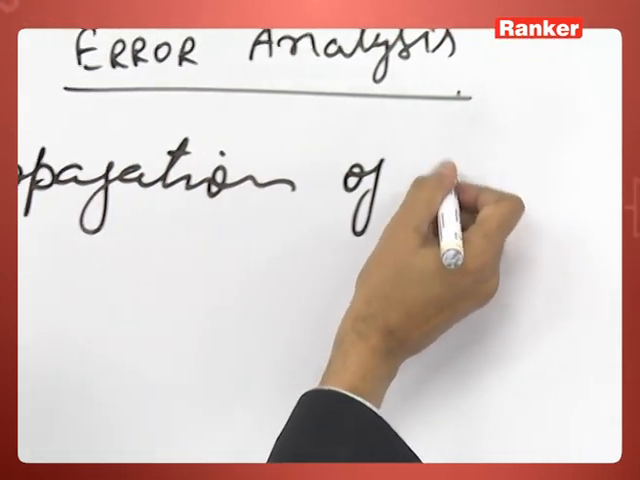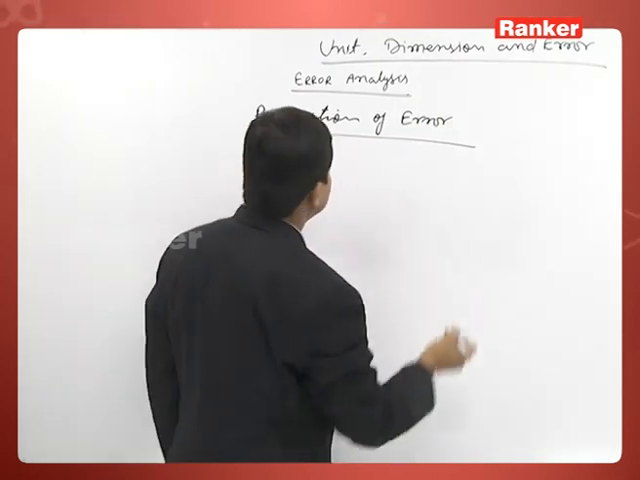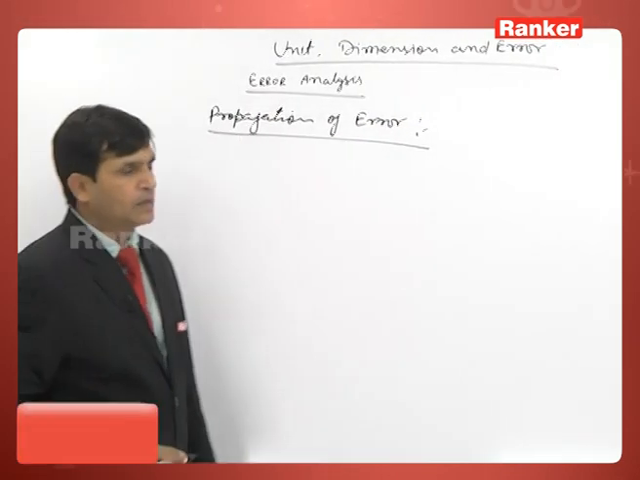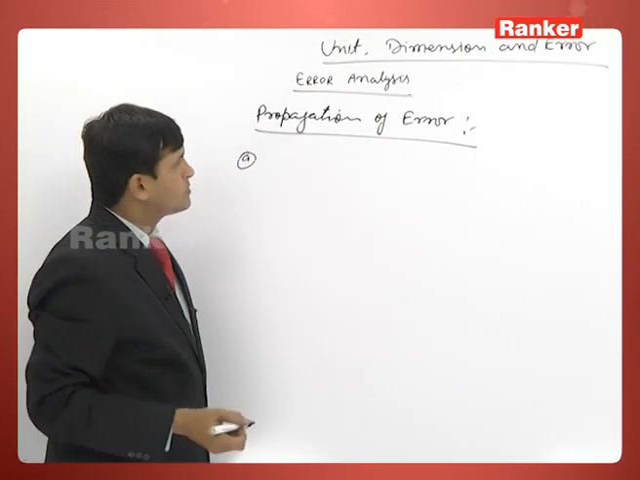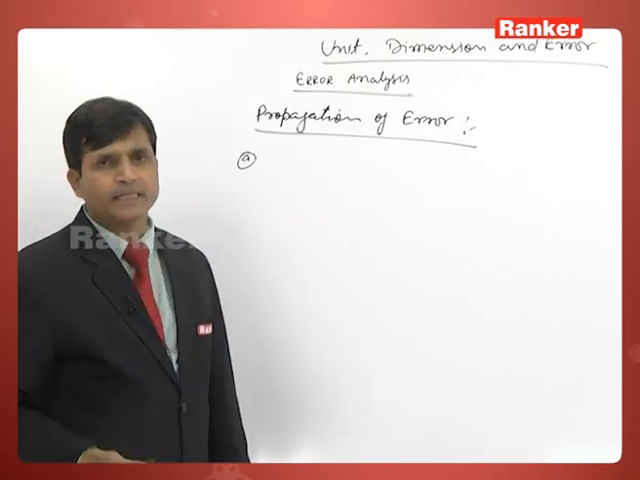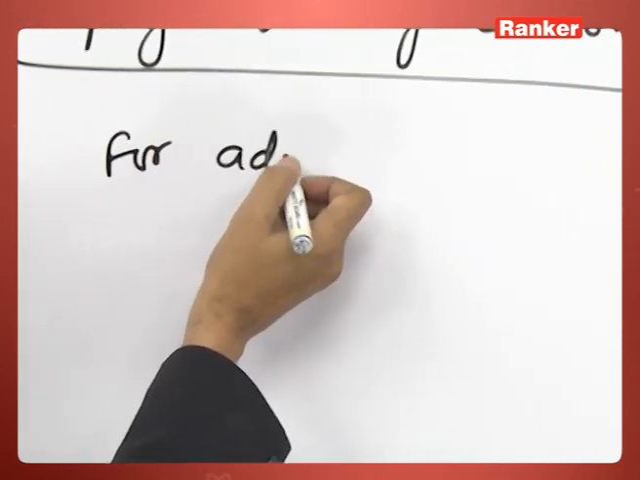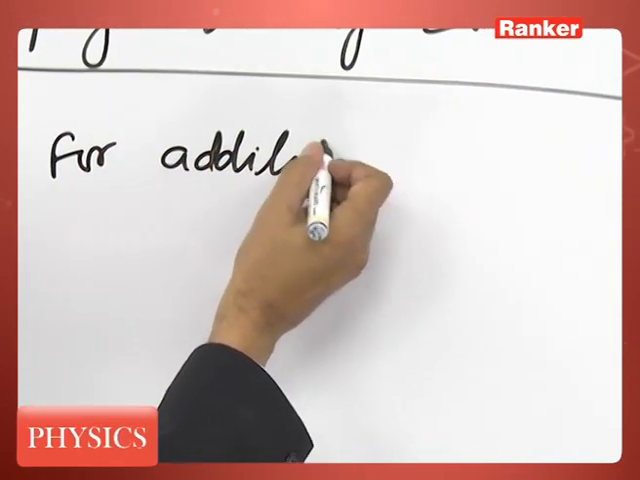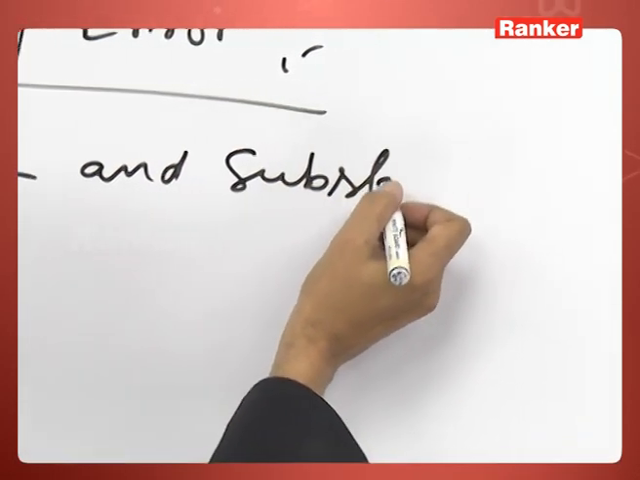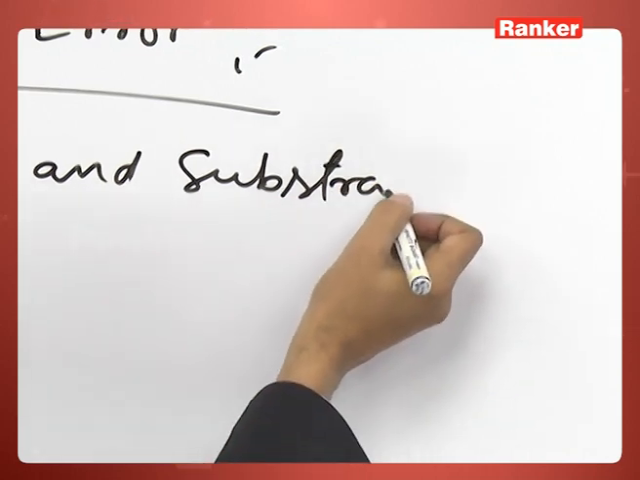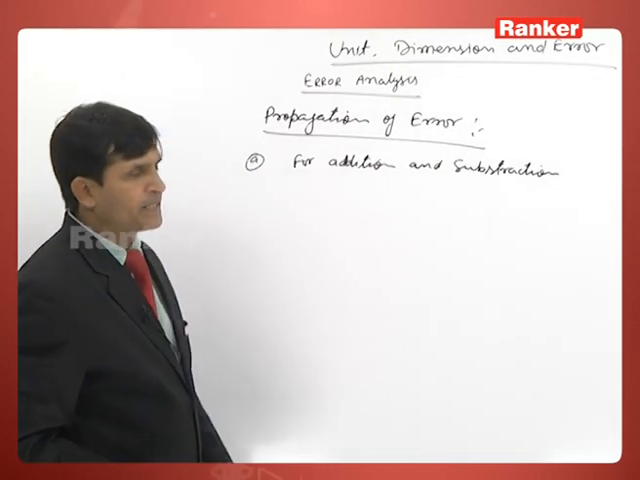Propagation of error. So, in the first case we can say, for addition and subtraction, see what is the method here.